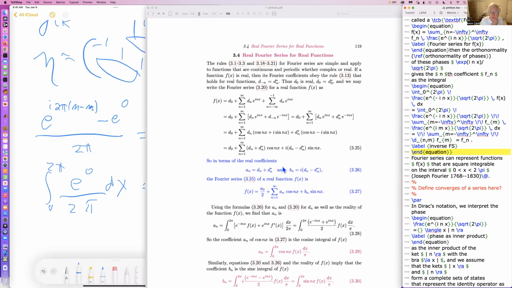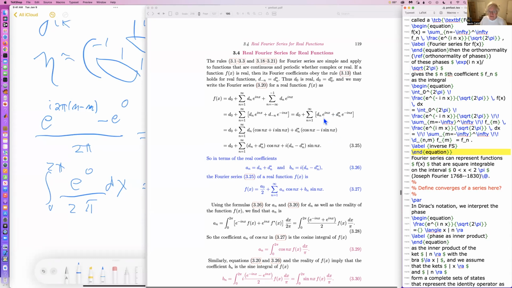Real Fourier series for real functions. Well, there, what you do is you write the original Fourier series 320 as d0 plus a sum over the positive integers, and then a sum over the negative integers, and then you express e to the inx, or you combine the two. You let n go to minus n here, and so you combine the two sums like that. And then you use the fact that d minus n is dn star if the function is real.